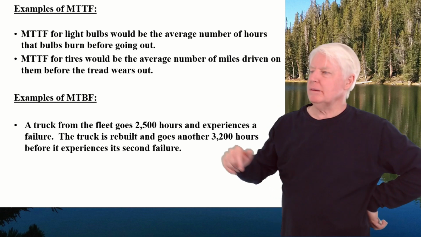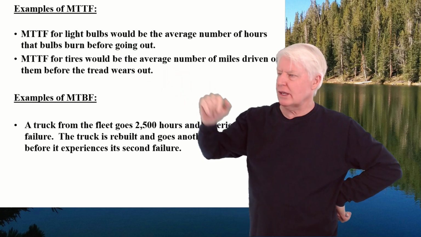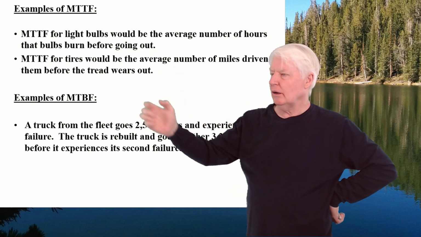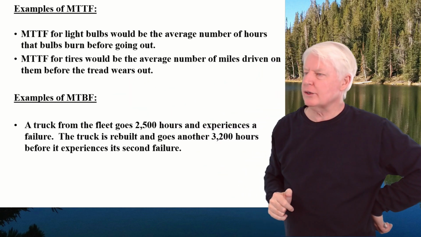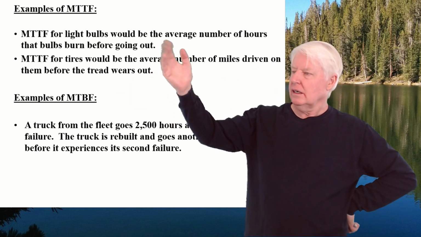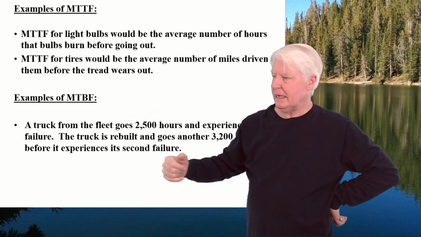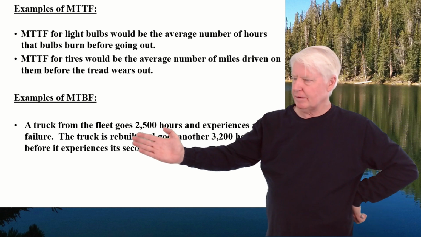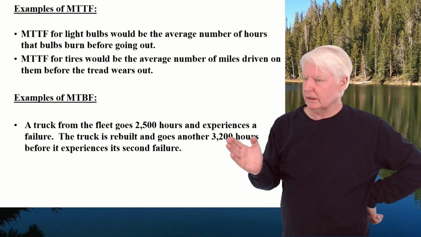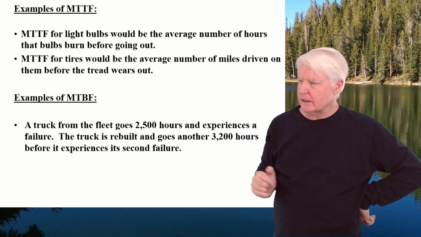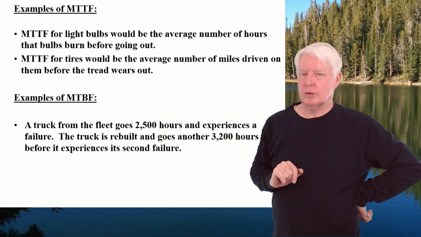So let's do some examples. The mean time to failure for light bulbs would be the average number of hours that bulbs burn before going out. Mean time to failure for tires would be the average number of miles driven on them before the tread wears out. Notice these are non-repairable items. Examples of mean time between failure: a truck from the fleet goes 2,500 hours and experiences a failure. The truck is rebuilt and goes another 3,200 hours before it experiences its second failure. Repairable items, mean time between failure.